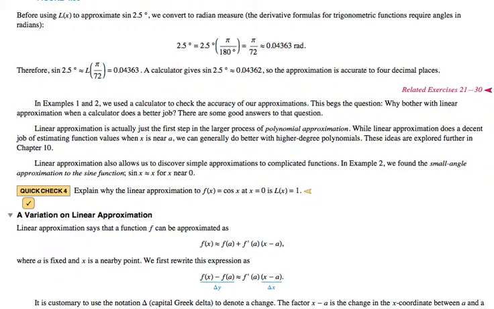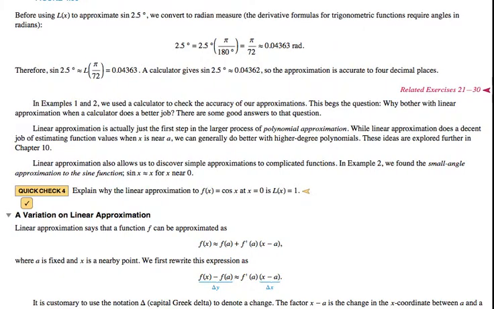Now, quick note here, before we use the linear approximation function to approximate sine of 2.5, we have to convert it to radian measure, because the derivatives require trig functions to be in radians, not degrees. So 2.5 degrees is pi over 72. So we plug pi over 72 into our linear approximation and get 0.04363. And if you plug in a calculator sine of 2.5 degrees, you get 0.04362. So you can see that our linear approximation is extremely close.